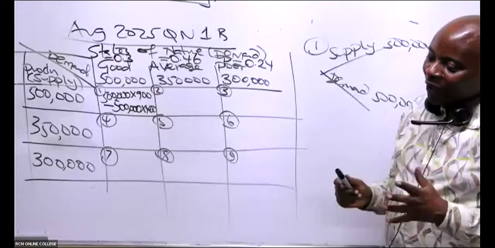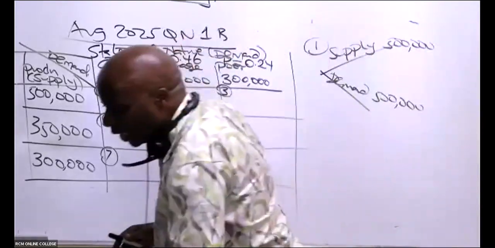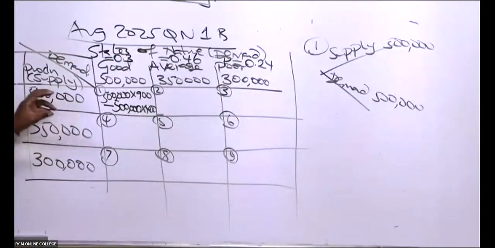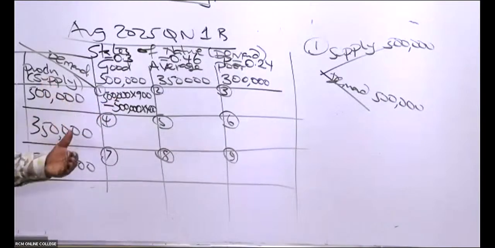Itakusumbua kidogo, tufanye tuone. So in this particular case, ladies and gentlemen, look at this. Cell number one, the supply is how many umbrellas? 500,000. And the demand is how many umbrellas? 500,000. So you compare supply and demand, and effectively we sell the lower. Here there is no lower, they are identical, isn't it? So you shall sell 500,000.